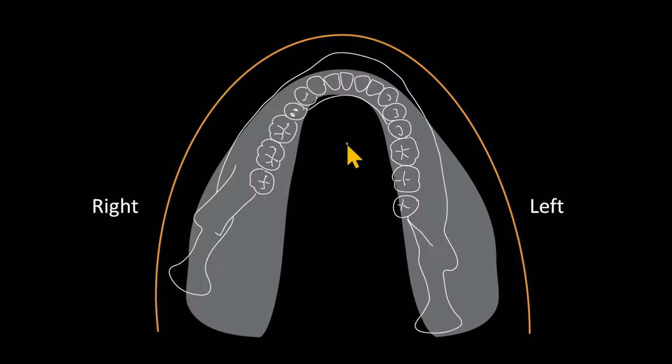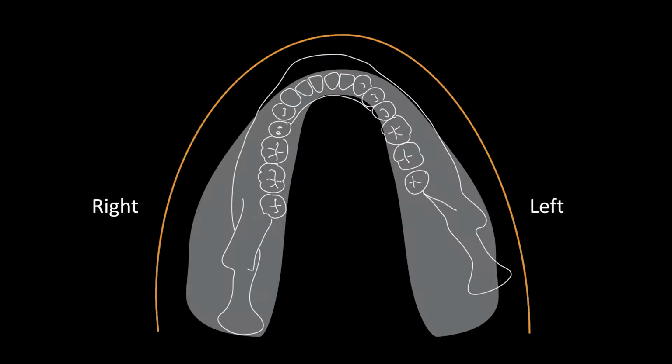sensor. We are looking at the patient's jaw as if the back of the head is at the bottom of the screen, the nose is pointing towards the top, and we are standing at the foot of the patient looking towards the head. So this side is the right and this side is the left. Now that the right side is closer to the sensor, the right teeth will be narrower. The left teeth, being further away from the sensor, will be magnified.